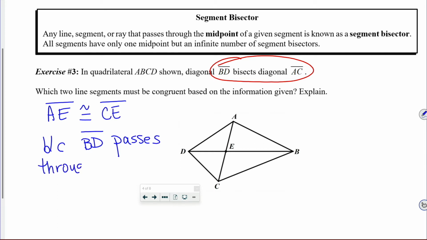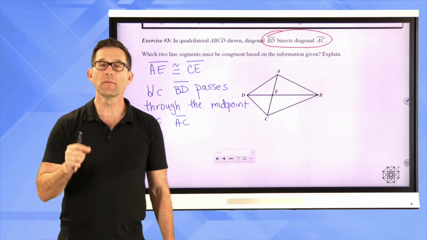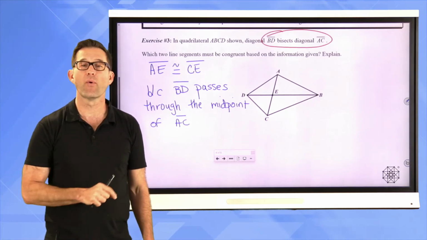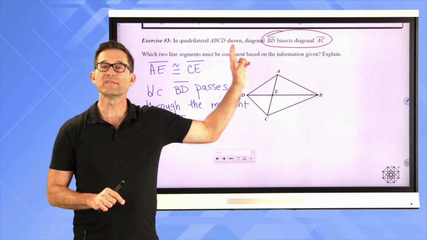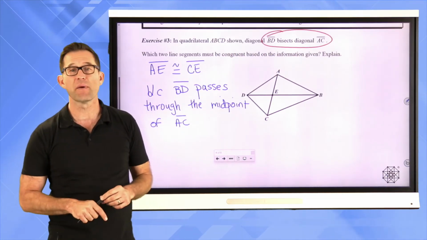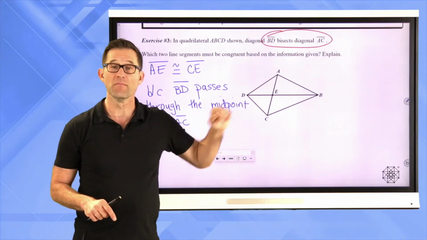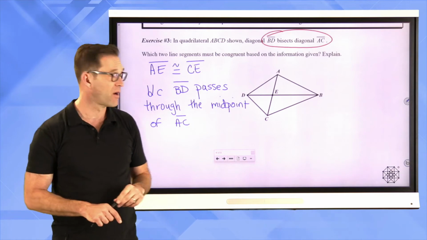AE is congruent to CE because BD passes through the midpoint of AC, right? That is the definition of a bisector. A segment bisector passes through the midpoint of a given segment. So when we see BD bisects diagonal AC, that means that BD must pass through the midpoint of AC, which means E must be the midpoint of AC. All right, great.